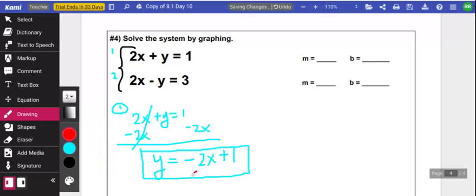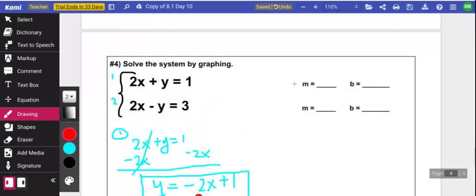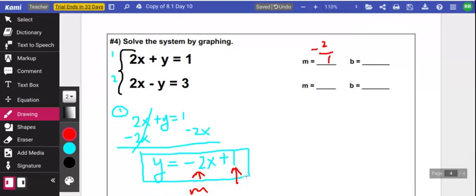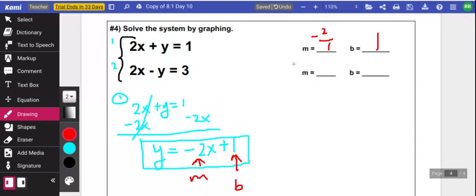So now I can identify m. m is negative 2. Well, if I write this as a fraction, it's negative 2 over 1. That way I can see how I'm going to move with rise over run. And here is b. b is 1, positive 1. Okay, so let's go ahead and graph this.